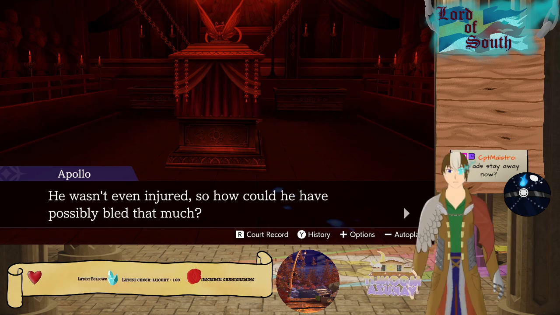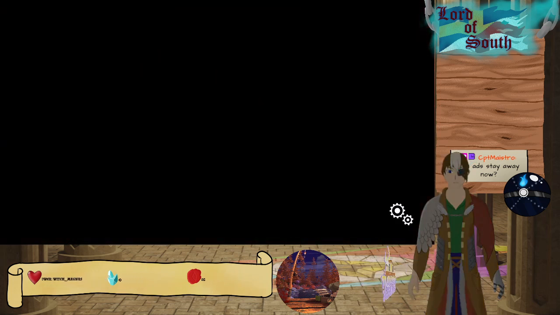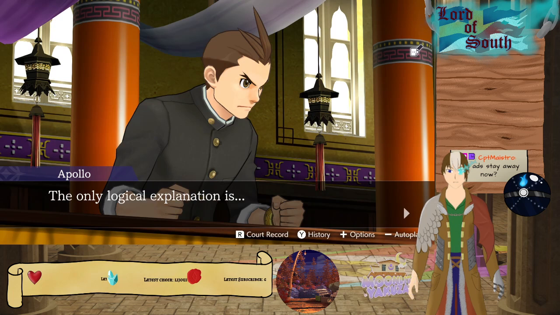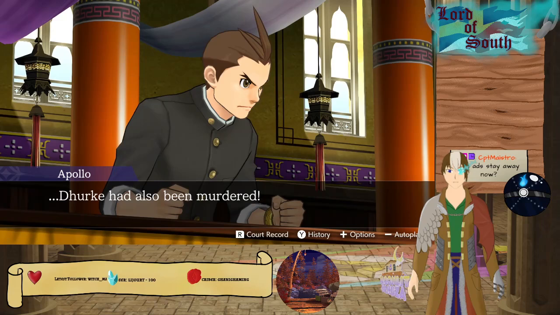It wasn't even injured, so how could he have possibly bled that much? Oh, I don't know if you heard that, but that was like a sneeze that I basically just kept in. Did I even get a warning about that? I don't know. The only logical explanation is Daruk had also been murdered.